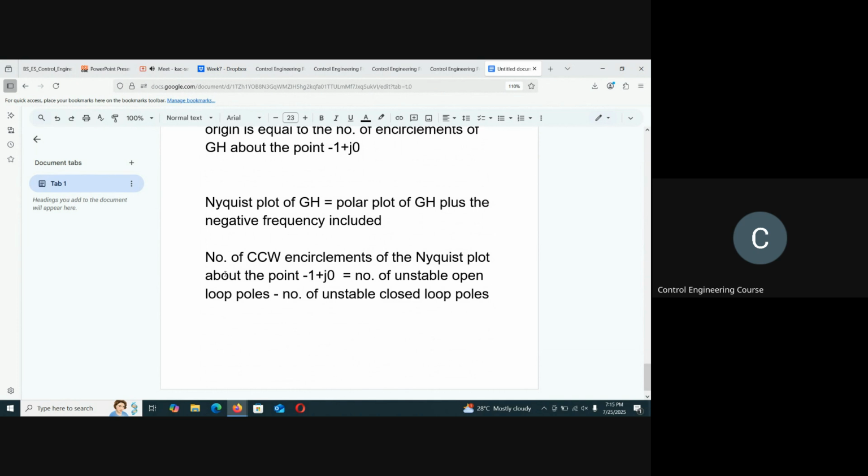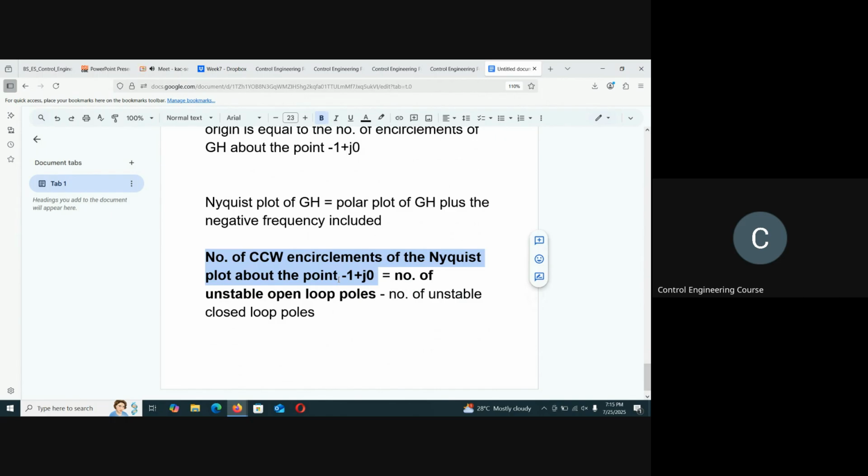Now here there are three quantities. The number of unstable open loop poles, you know already. For the open loop system, you know what the poles are, and you can calculate how many of them are unstable. Then you can draw the polar plot and the negative frequency plot, which is called the Nyquist plot, and then this we can find out. This is the only unknown variable that was mysterious. Hence you can find this out. Correct?